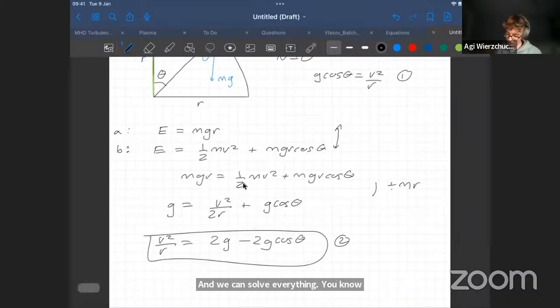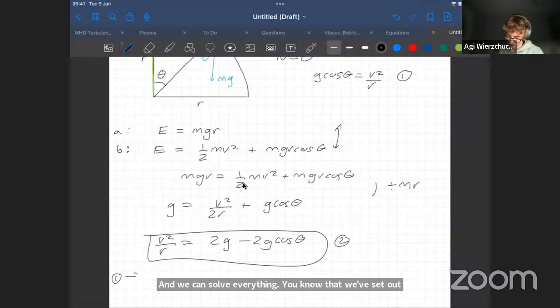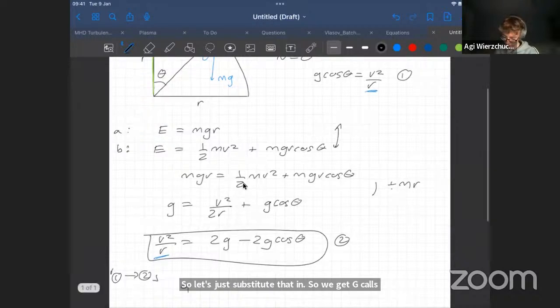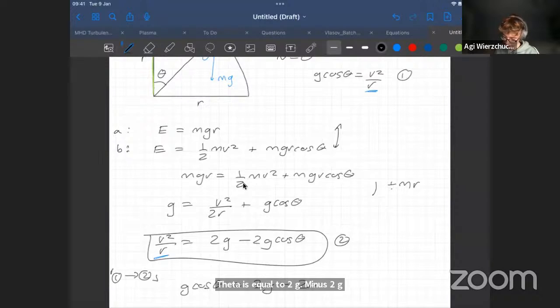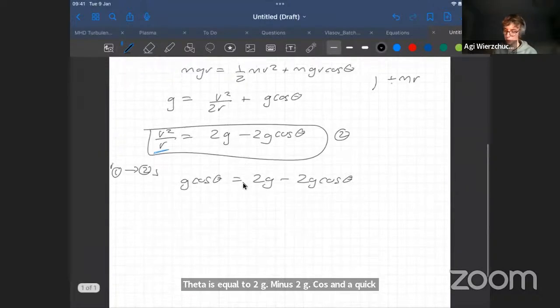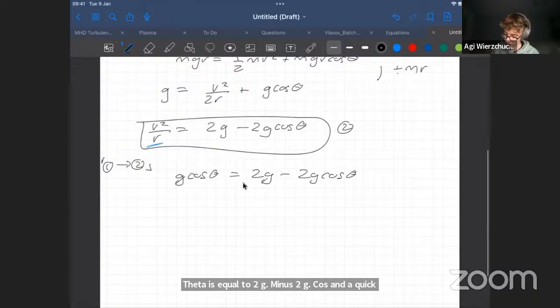So let's substitute the first equation into the second equation, because as you notice, the reason why I manipulated it in a weird way is so I could have a v squared over r here and a v squared over r here. So let's just substitute that in. So we get g cos theta is equal to 2g minus 2g cos theta.